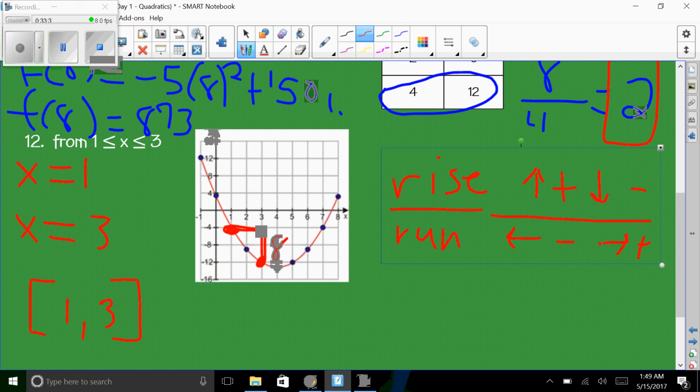Now the x-axis is going by ones. So it's going left, it's going to be negative 2. So you can count each block there. So the rise was 8. The run was negative 2. And that gives me negative 4. That's the average rate of change. So be careful there. Alright, let's move on to 13.